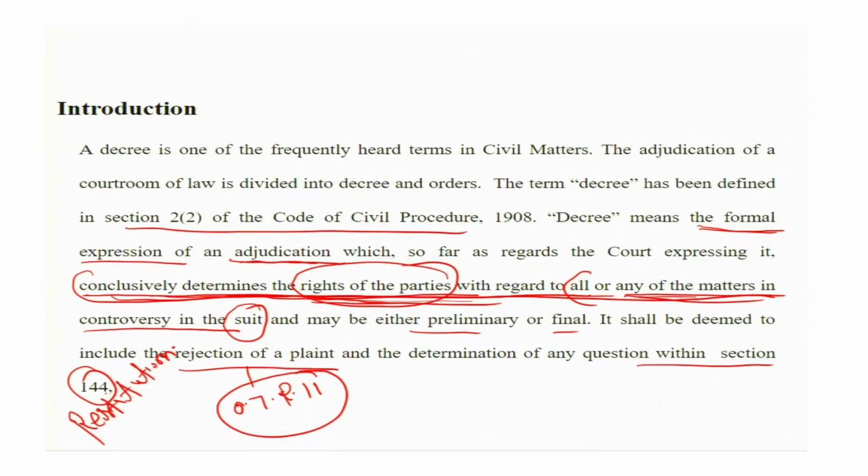If you prove all issues, this is the meaning of all and any of the matter in controversy. If there are 5 issues, and you give evidence and prove all 5 issues, then the court will give judgment on all 5 issues. If you do not prove some issues, suppose out of 5 you prove 3 issues, then the court will give judgment on 3 issues and you will get a decree accordingly.